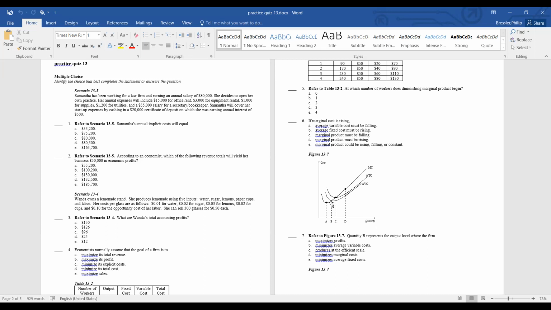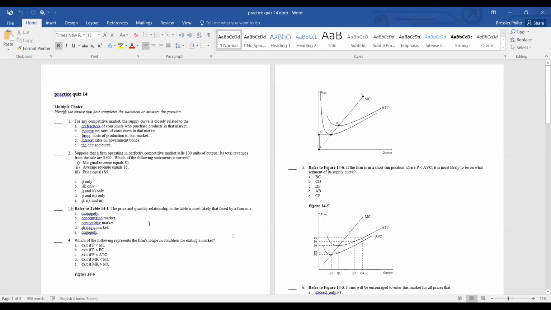Now, in the first level, where output goes up and ATC goes down, you have specialization. And in the third level, where output goes up and ATC goes up, you have mismanagement. Now I'm going to try to fire up chapter 14, because it might have some graphs worthy of looking at. All right, that was chapter 13.